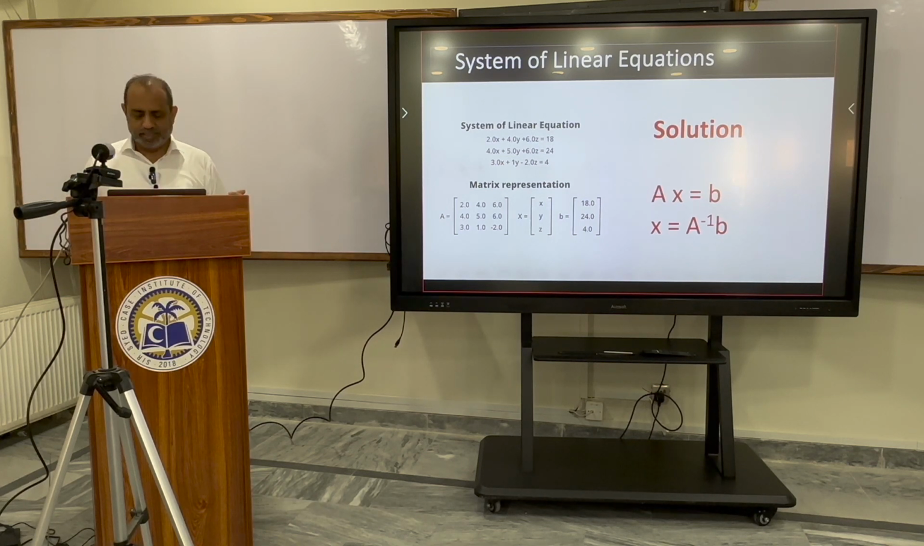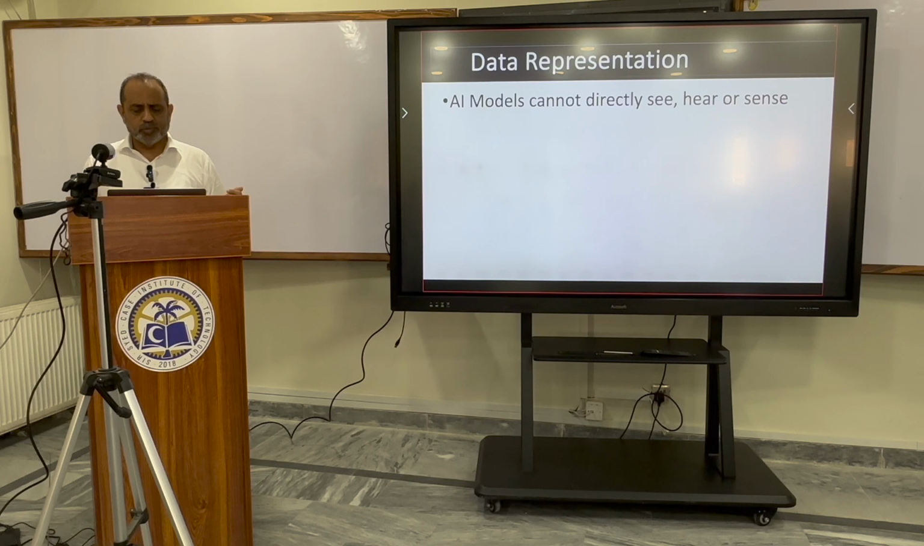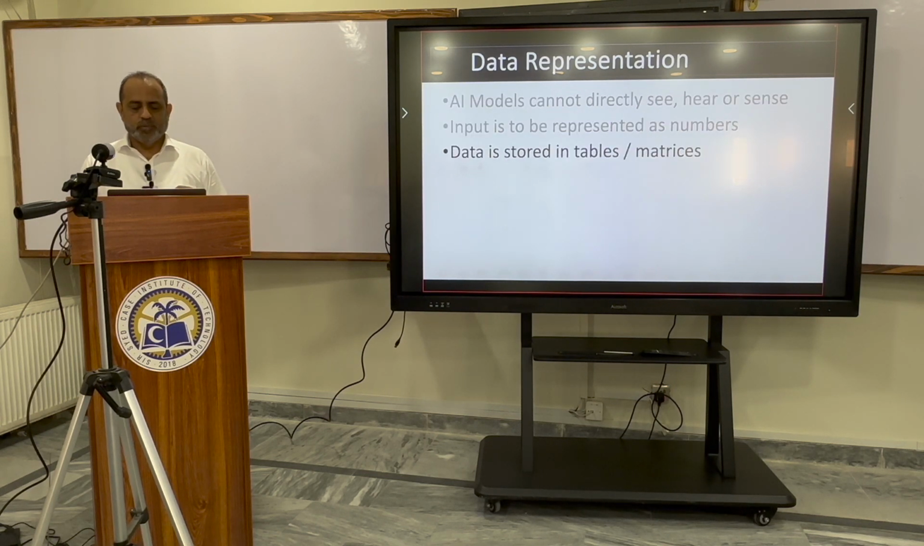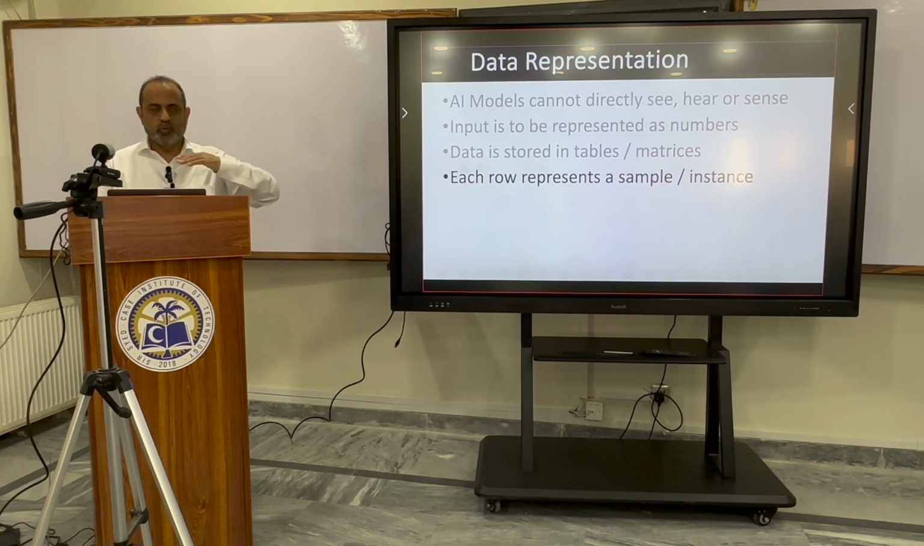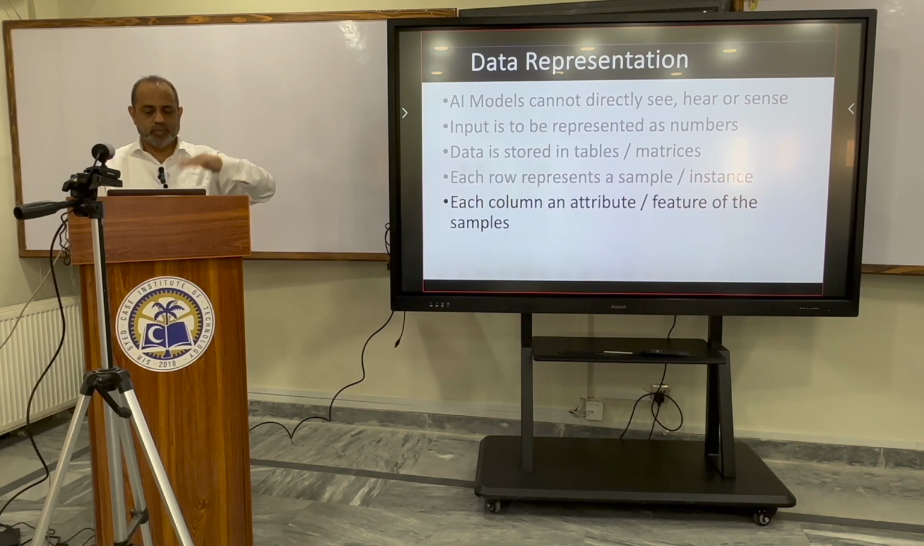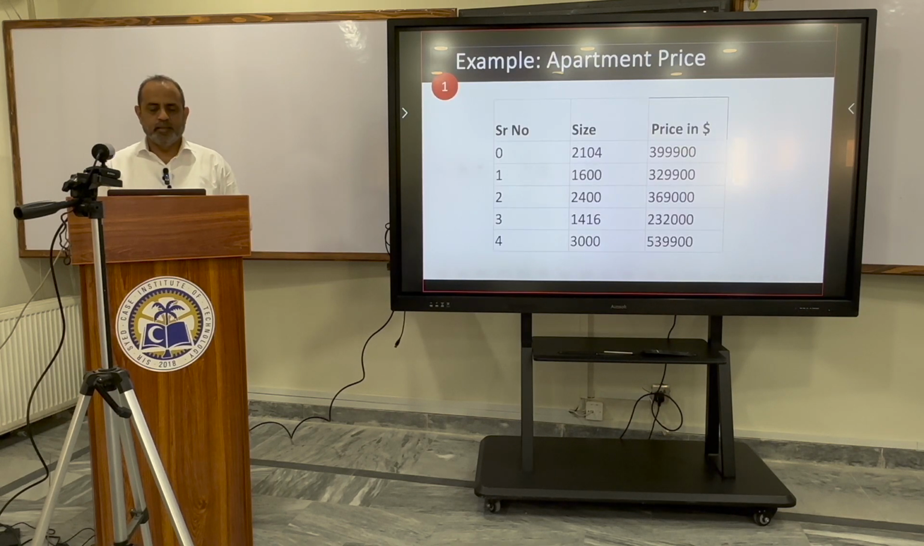So things like that. So data representation, as I mentioned, because the machine cannot hear, see or sense, inputs are represented as numbers, and they are stored in tables or matrices. The row represents a sample or instance, whereas a column represents attributes or features. Okay, so let's see an example. Let's say in AI you want to predict the price of an apartment or the price of a plot. Okay, so there are like 2 things important. One is that they have given you the size of different plots and their price. So this is plot number 0.